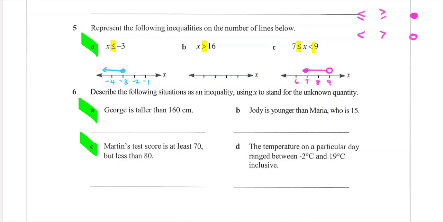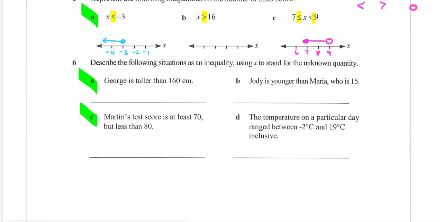Okay, so we haven't seen many of those before. Question 6. Describe the following situations as an inequality using x to stand for the unknown quantity. George is going to be x. George is taller than 160 centimetres. Taller than means he has to be bigger than that, right? So could he be equal to 160? No, because it says he has to be greater. He's taller than that, so not equal to it. So it'll be x is greater than 160, because George is taller than, or greater than, 160. That's how to write it as an inequality.